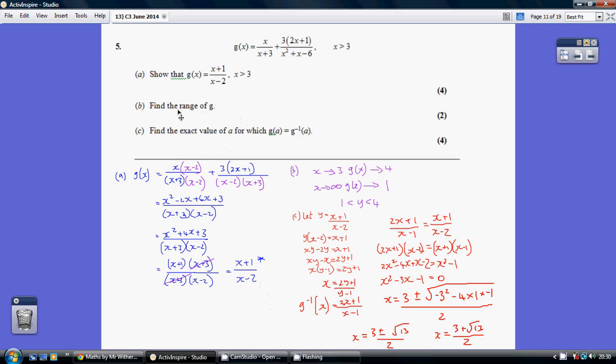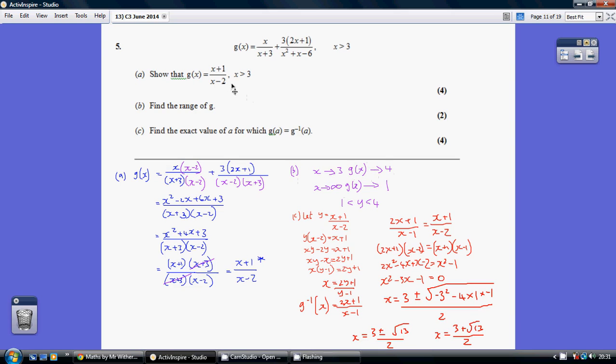Now we're trying to find the range of g, so really the y values that g operates over, given that x is greater than 3. So think about it, well, x is approaching 3. I mean, it's approaching 3 from above because x is greater than 3. But as we get closer and closer and closer to 3, we're going to be having 3 plus 1 on top and 3 take away 2 underneath. So 4 over 1, which is 4. So as x approaches 3, our y values, our function, approach 4.